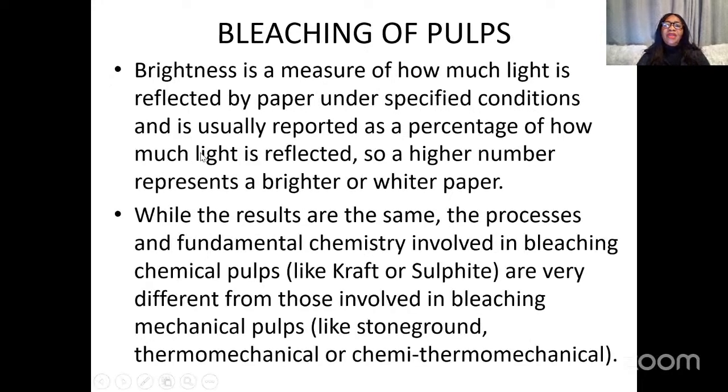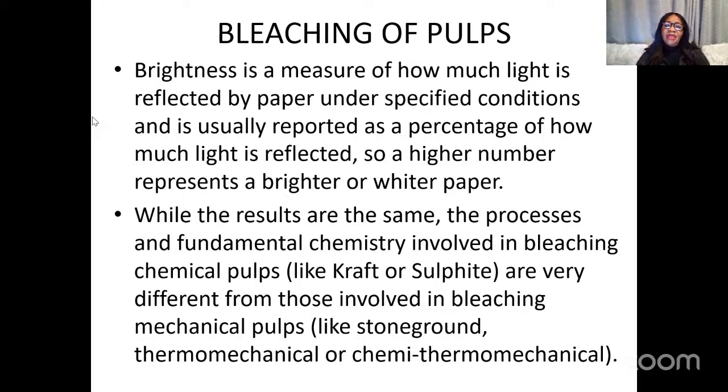So how do you measure? We've talked of how we measure brightness. So what is brightness? It's a measure of how much light is reflected by paper under specific conditions, and is usually reported as a percentage of how much light is reflected. A higher number represents brighter or whiter paper, in relation to magnesium oxide.